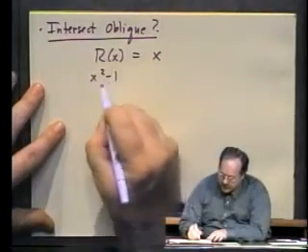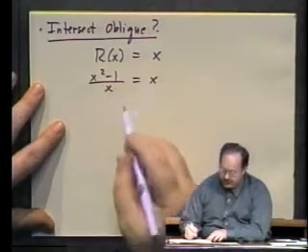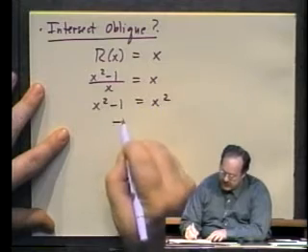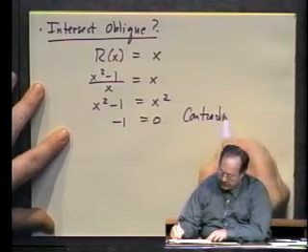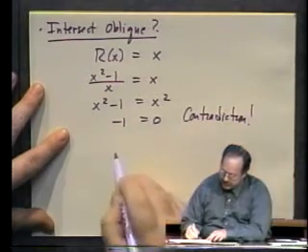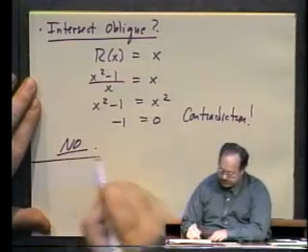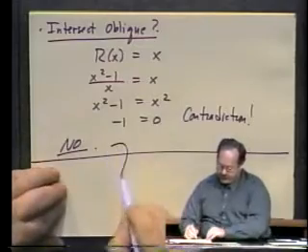Well, that's x squared minus 1 over x equals x. X is not 0, so I'll multiply both sides by x. X squared minus 1 is x squared. That would leave you with minus 1 equals 0. That's a contradiction. That can't happen. So the answer is no. It does not intersect its own oblique asymptote.